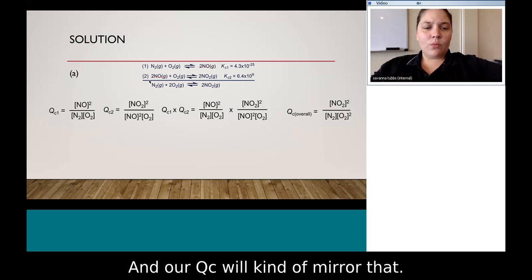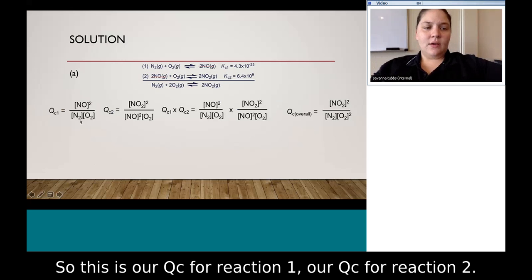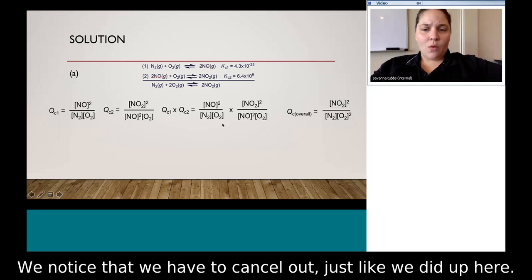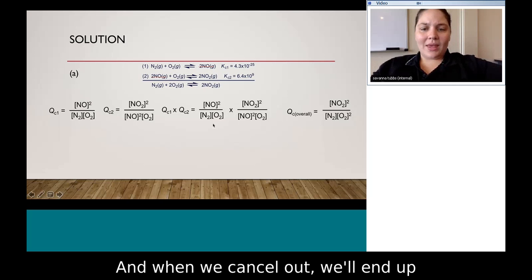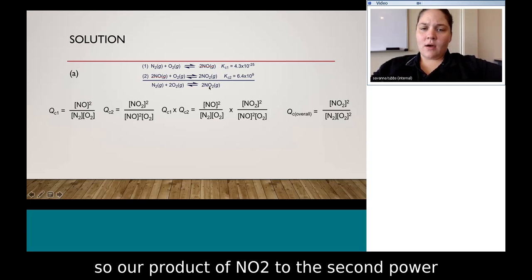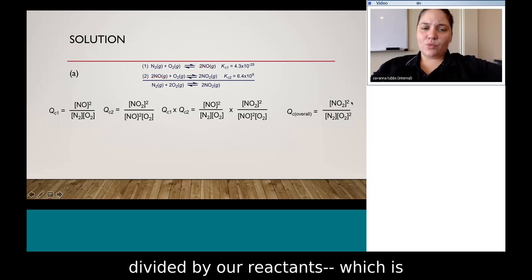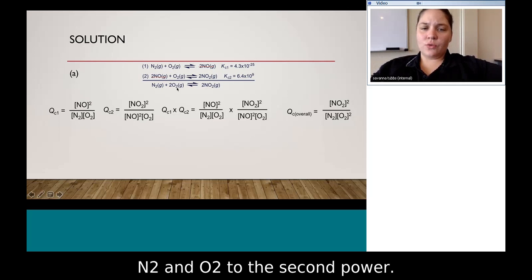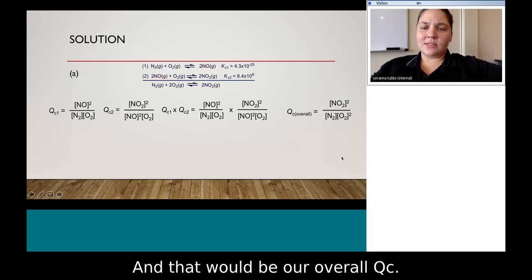And our QC will kind of mirror that. So this is our QC for reaction 1, our QC for reaction 2. We notice that we have to cancel out just like we did up here. And when we cancel out, we'll end up with the exact same overall. So our product of NO2 to the second power divided by our reactants, which is N2 and O2 to the second power, and that would be our overall QC.